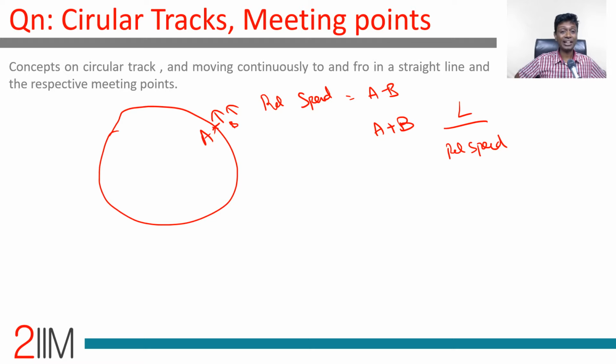When will they meet at the starting point? That should be a multiple of the lap time and this 104. Take an LCM and then you figure that out.